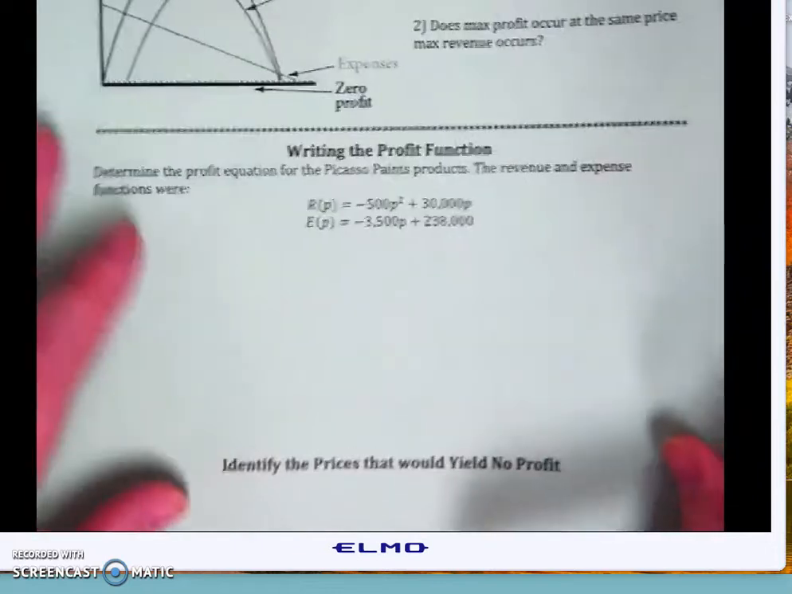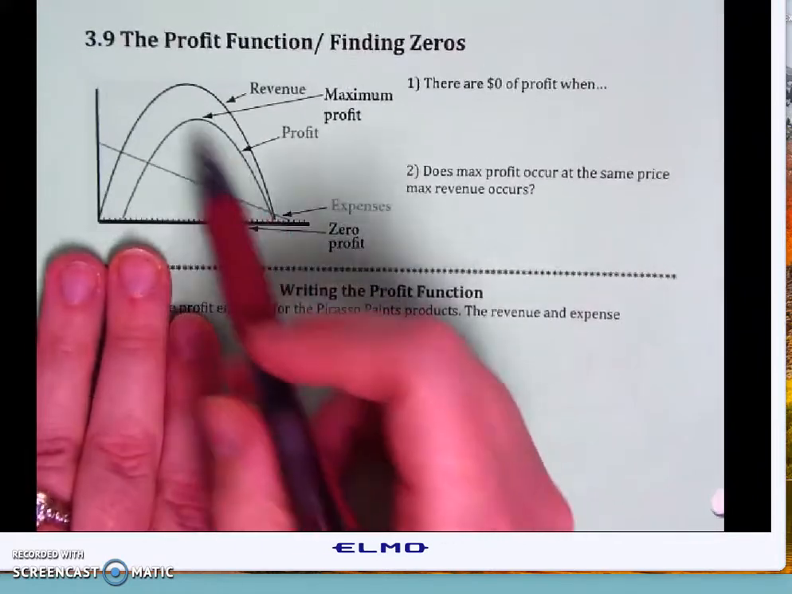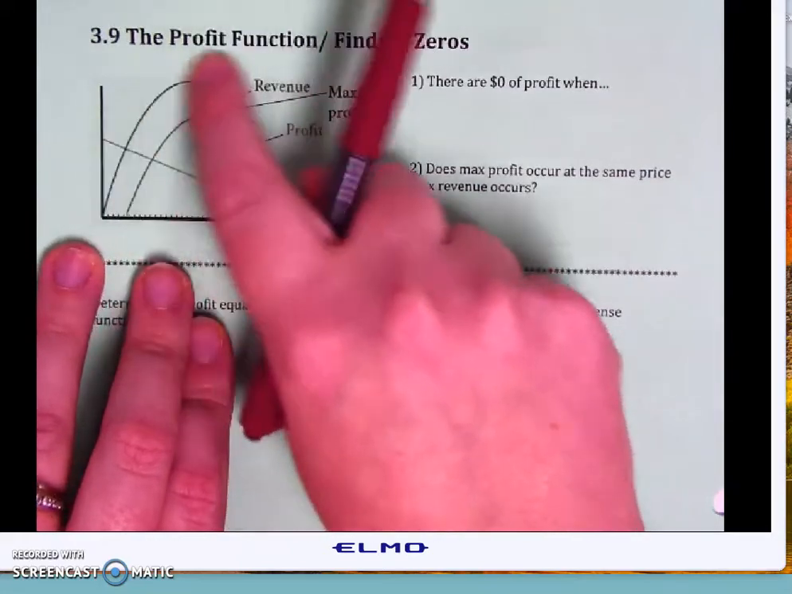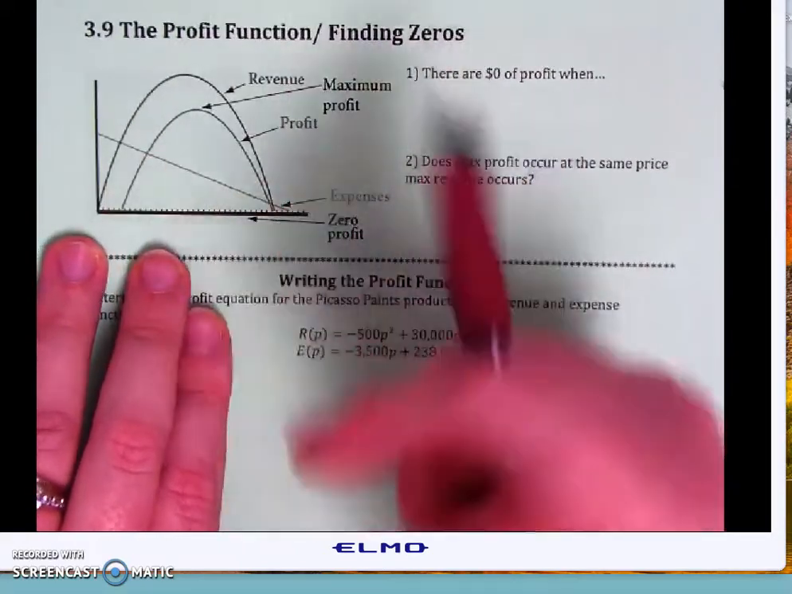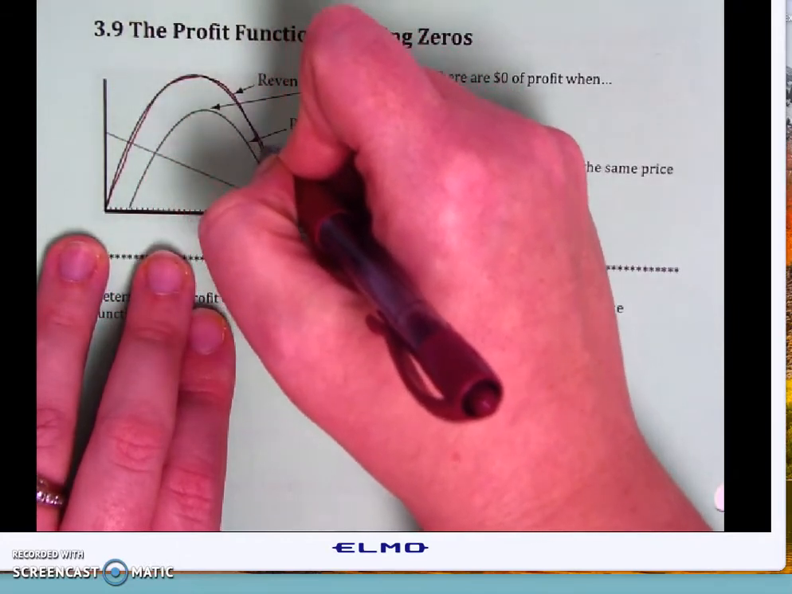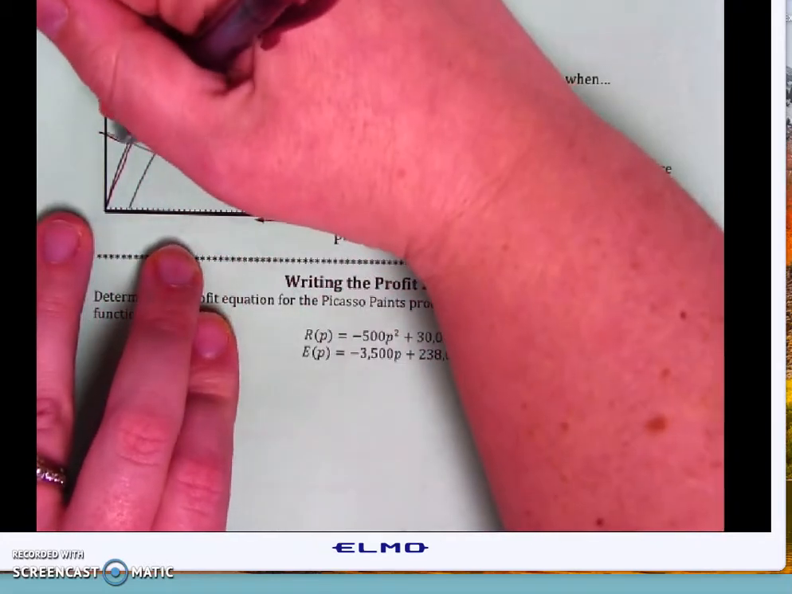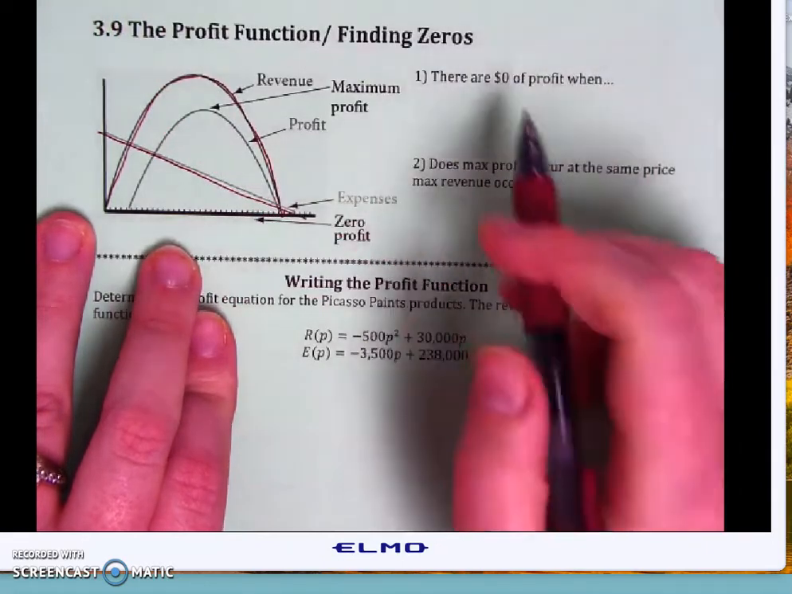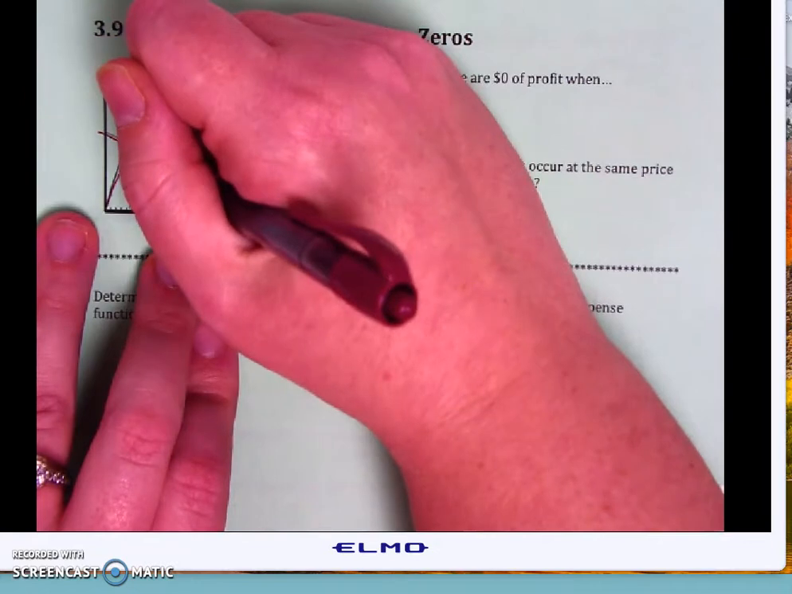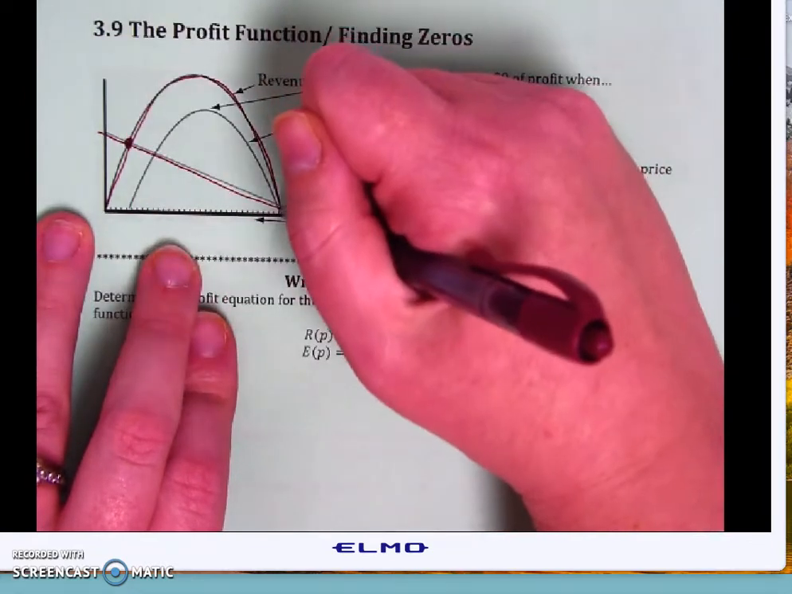Okay, so on to the next page. What we're going to do is interpret what the profit function is doing. So we have the original revenue and the original expense. Here's the revenue, here's the expense line. So where is there $0 of profit? Well, the $0 of profit is at the break-evens.